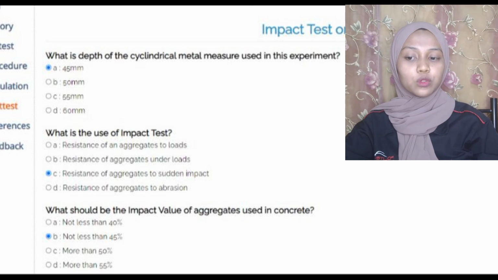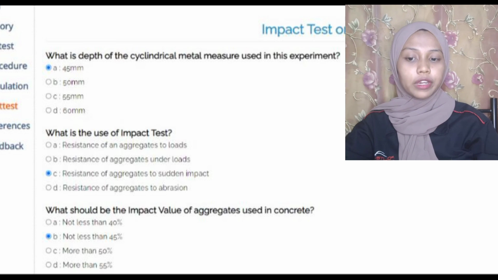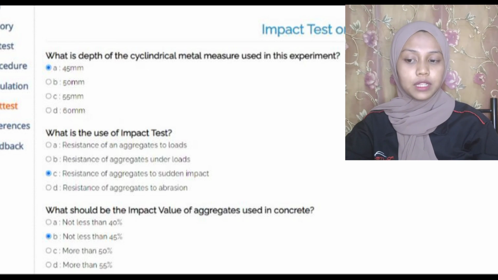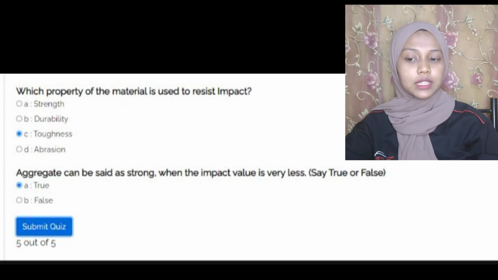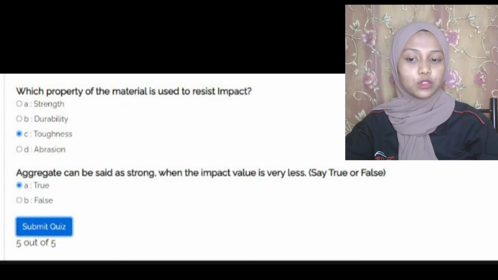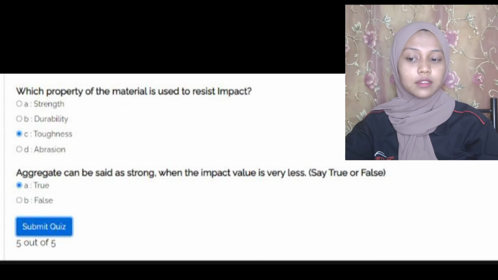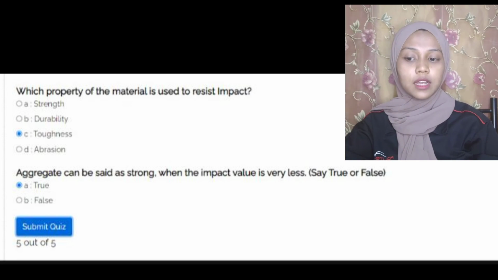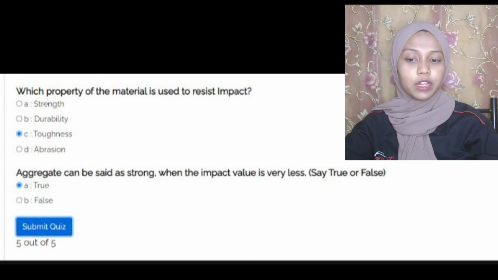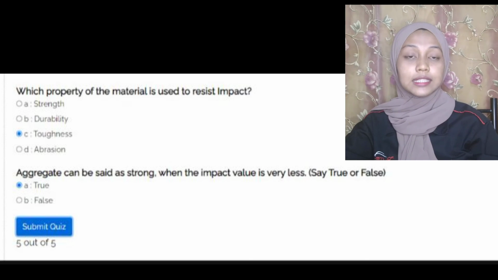Number 3, what should be the impact value of aggregate used in concrete? The answer is B, not less than 45%. Which property of the material is used to resist impact? The answer is toughness. Last question. Aggregate can be said as strong when the impact value is very less. The answer is true.